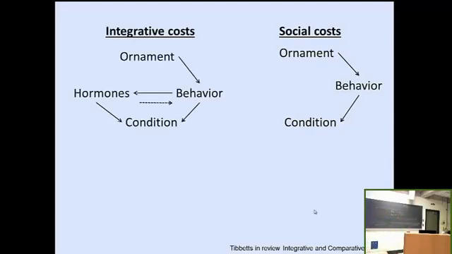So I guess I'm proposing that we think about more integrative costs. So instead of just looking at the behavioral effects on condition, we think about how behavior influences hormones, and then how hormones and behavior both interact to influence condition. Now, these relationships are obviously very complex, but I think the basic message is very simple, and that is thinking about the cascade of physiological effects that social behavior is likely to have.